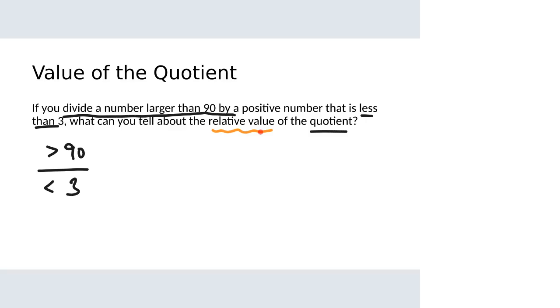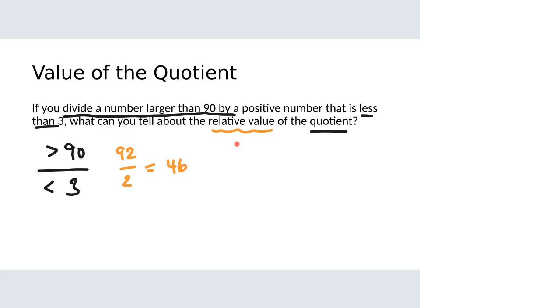Something bigger than 90, I don't know. What about 92? Something smaller than 3. How about 2? If we divide those, we get 46. Well, 46 doesn't feel like the answer here, and you're right, it wouldn't be. That's an example, though. It lets us understand what's going on in the problem. Something bigger than 90, something smaller than 3.